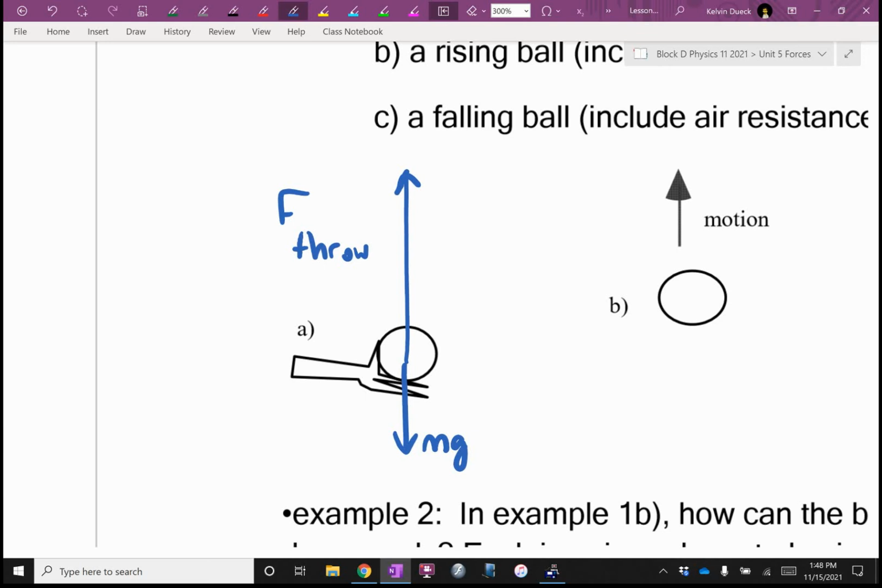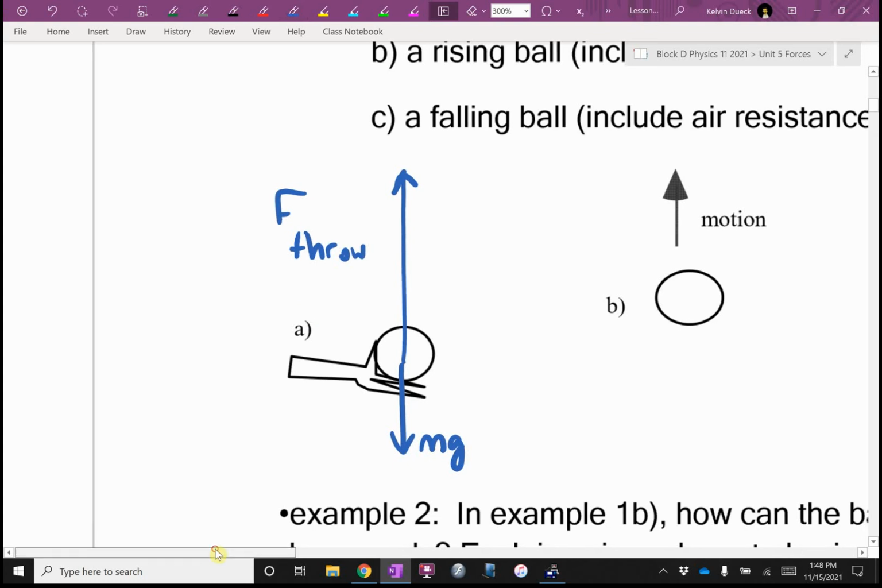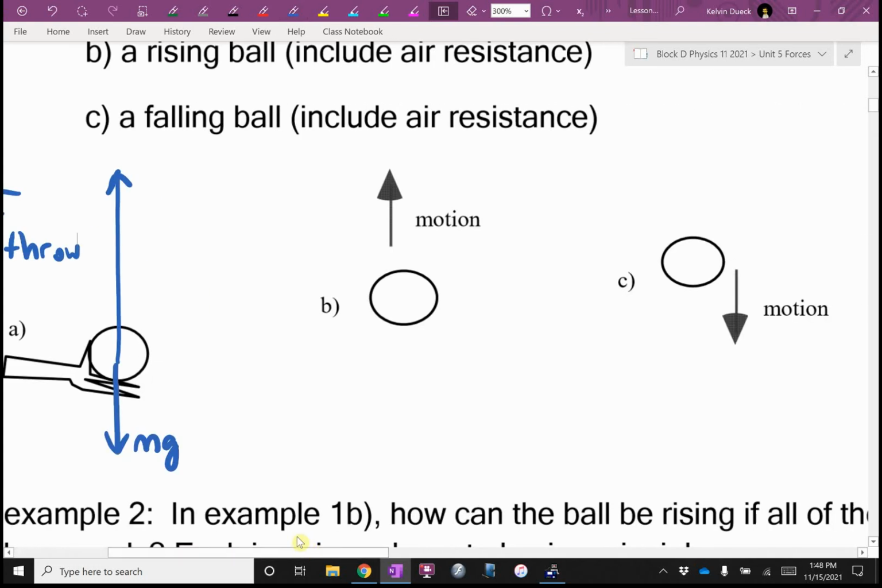That's not the interesting free body diagram. That was just to jog your memory for practice. I'm much more interested in diagram B. Which way is the ball moving in picture B? Up. Okay. What are the forces acting on it? Get the obvious one. Okay.